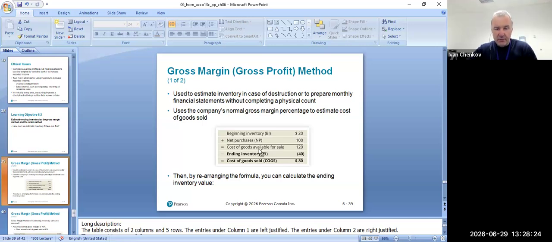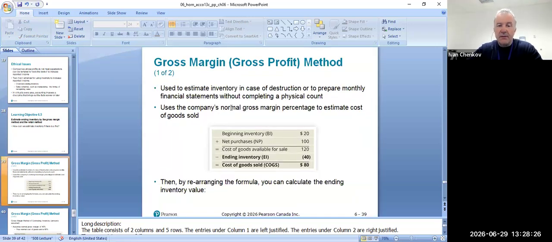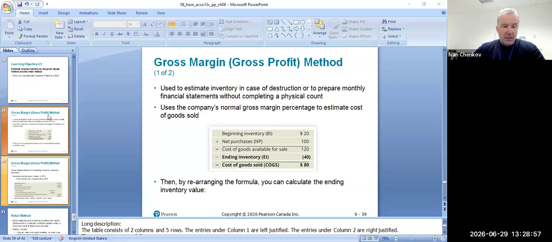Now, the cost of goods sold calculation is used when you have to estimate the inventory in the case of destruction, or to prepare monthly financial statements without completing a physical count. So we get the beginning inventory, add the purchases, and that gives us goods available for sale. We deduct the ending inventory, and again, we come up with the cost of goods sold. For this reason, this is the gross method of inventory that we can come up with.